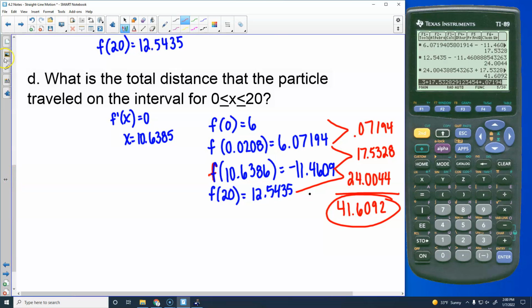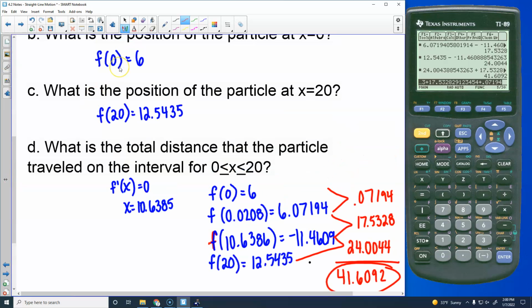Now, if we had just looked at where the particle was at 0 and where it was at 20, we would have just subtracted these, and it would have looked like it had only moved about 6.5 to the right. That is its displacement. That's how far it went overall as far as useful distance, but it went to the right and then left and then back right again. Yeah, displacement.